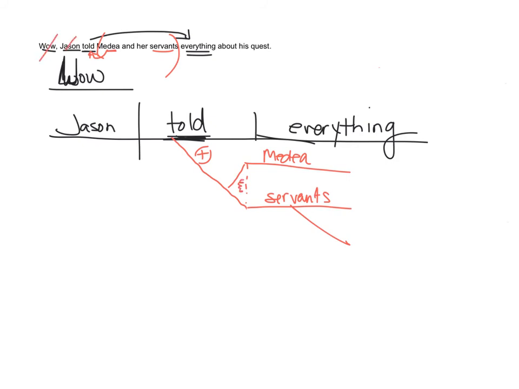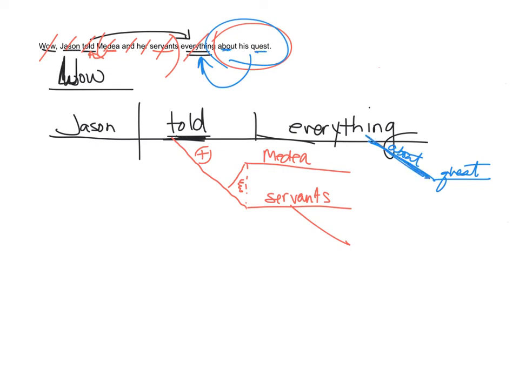So, wow, Jason told Medea and her servants everything about the quest. What is it that about the quest is describing? Well, it's the everything, because he didn't tell her everything in creation, just about the quest. So, about quest. And if you notice, when I'm doing a prepositional phrase, first word, last word. First word, last word. The things in the middle are the danglies. So, there you go with number 8.